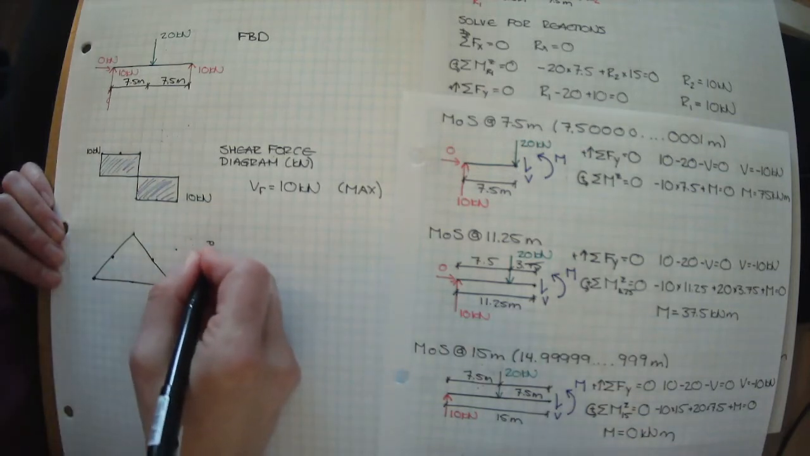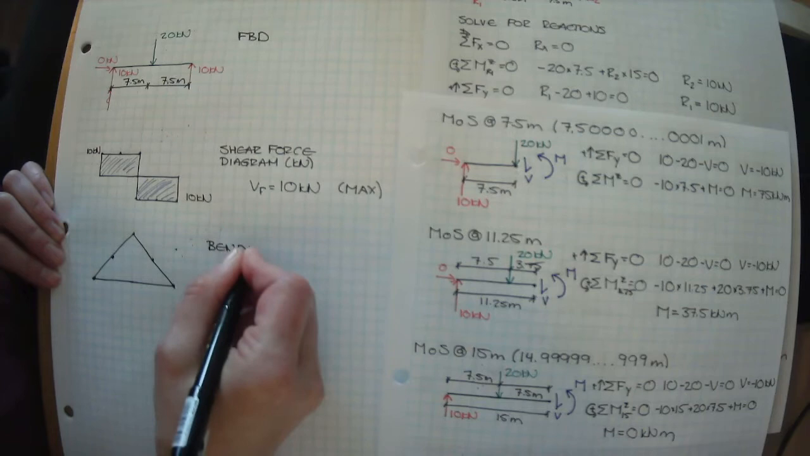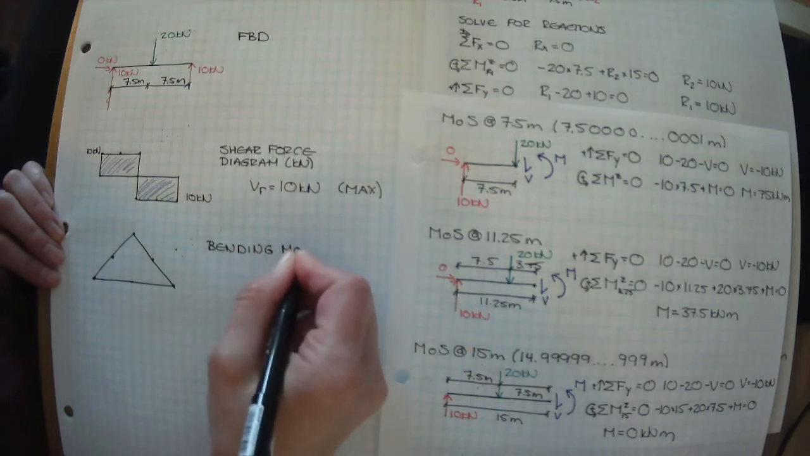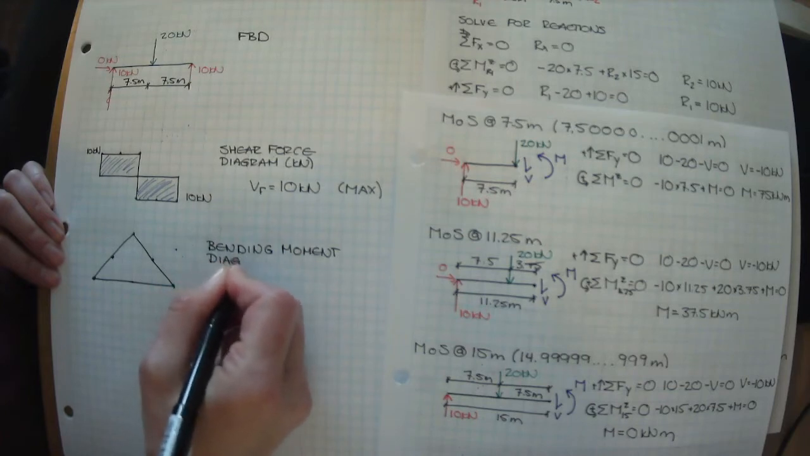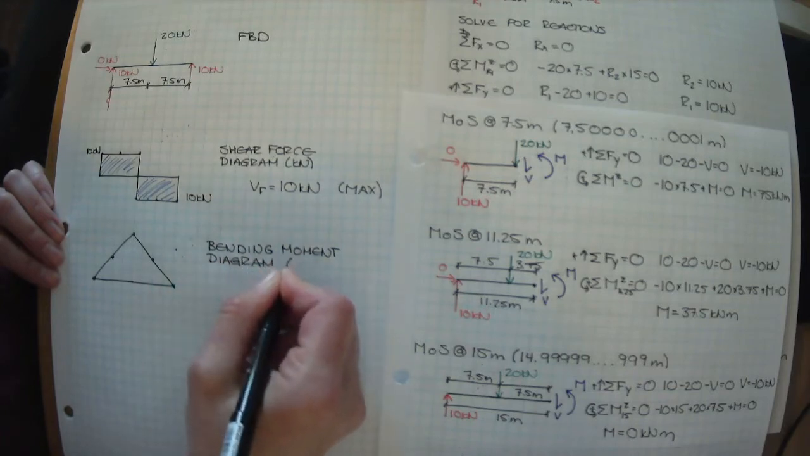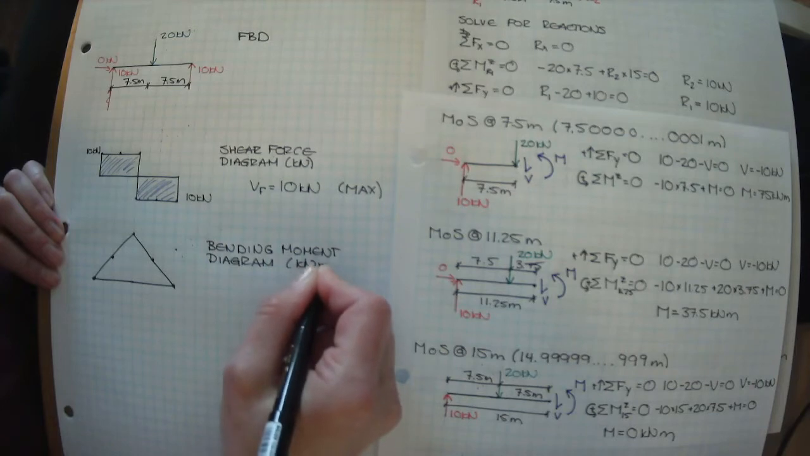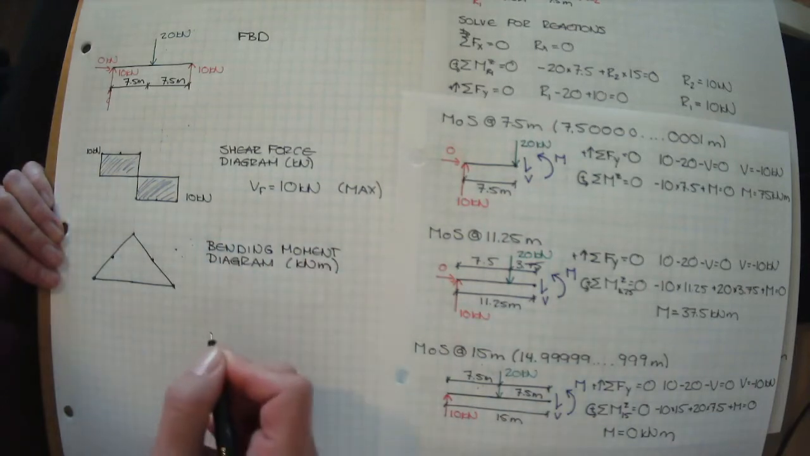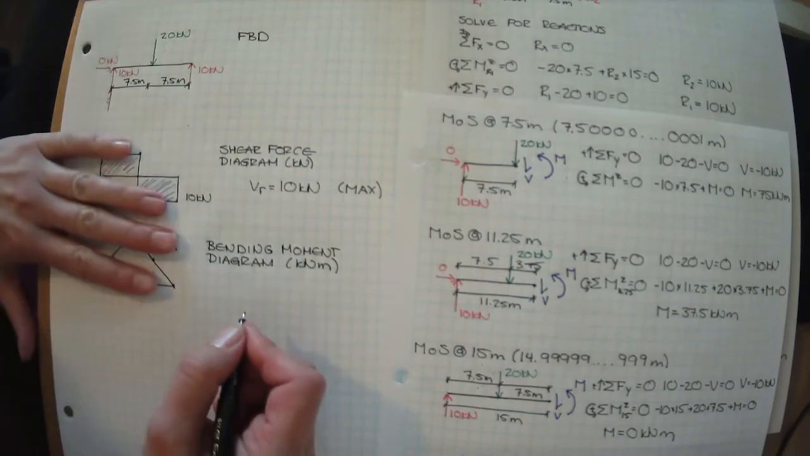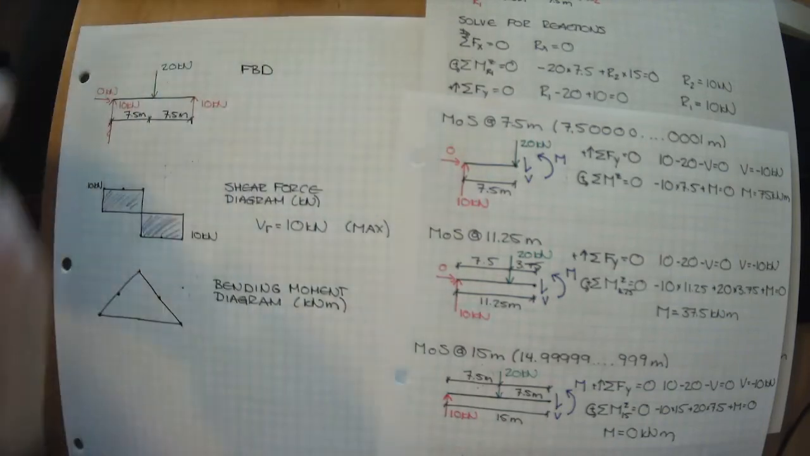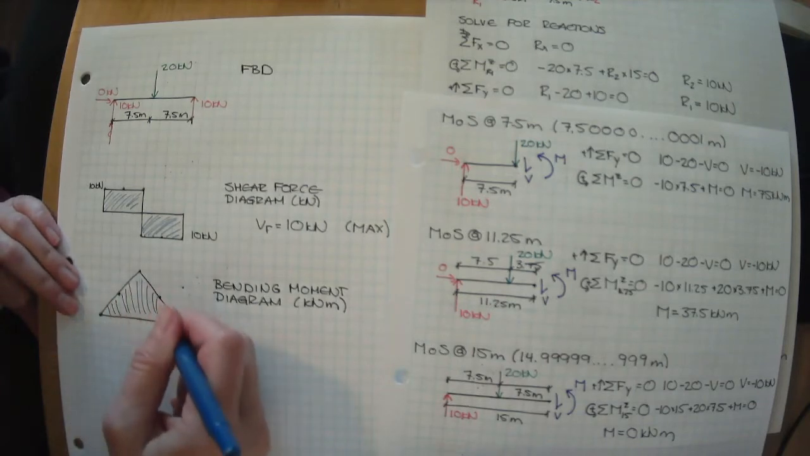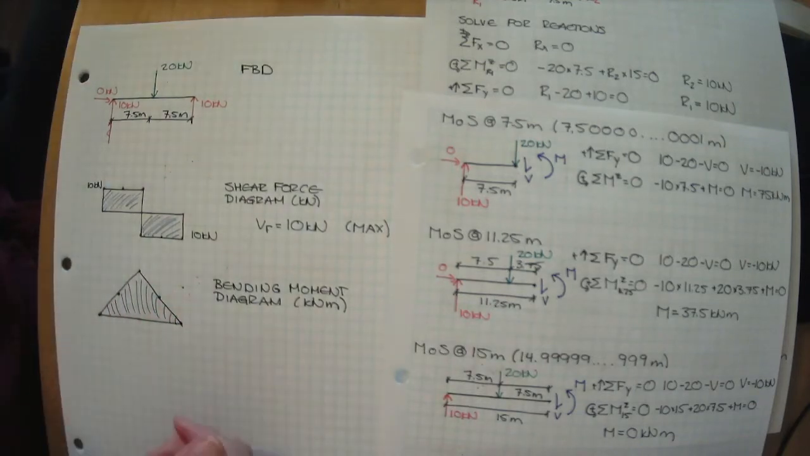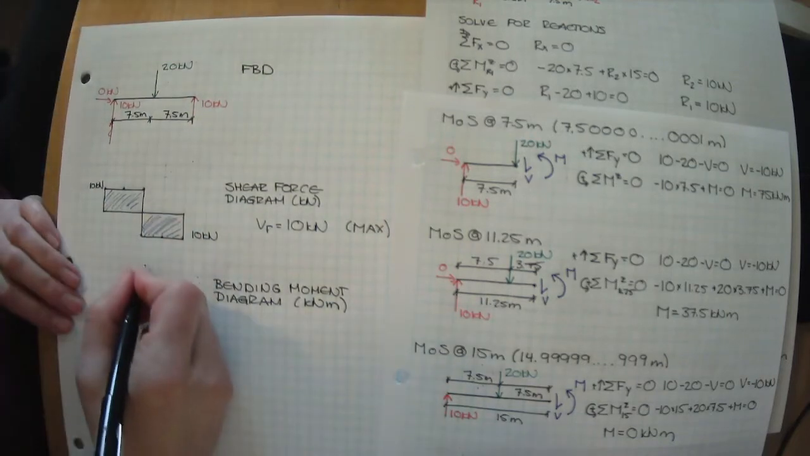This is our bending moment diagram. And this is in kilonewton meters. Not kilonewtons per meter, kilonewton meter. You guys are going to have to do this for your project. You're going to have to go through this process. You're going to have to draw me these diagrams for a series of beams.